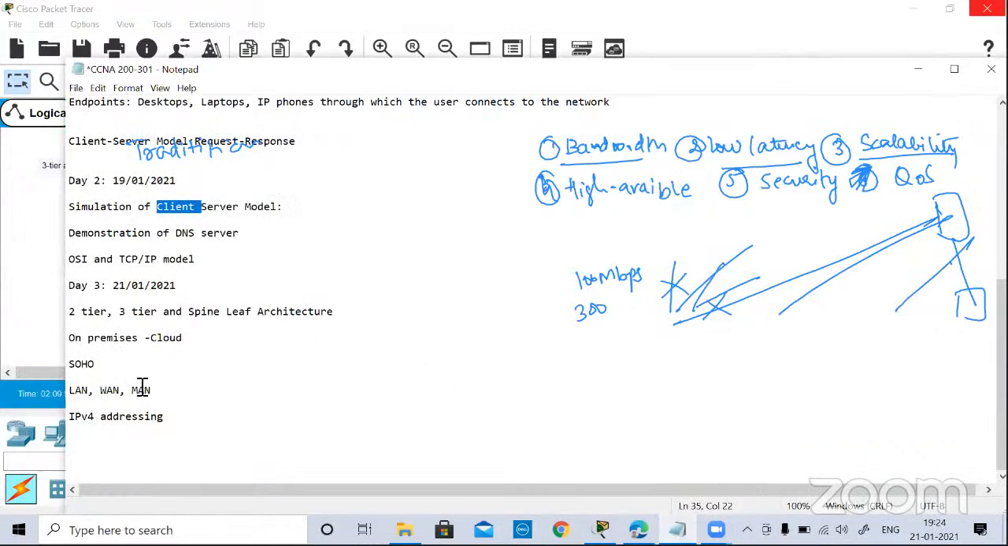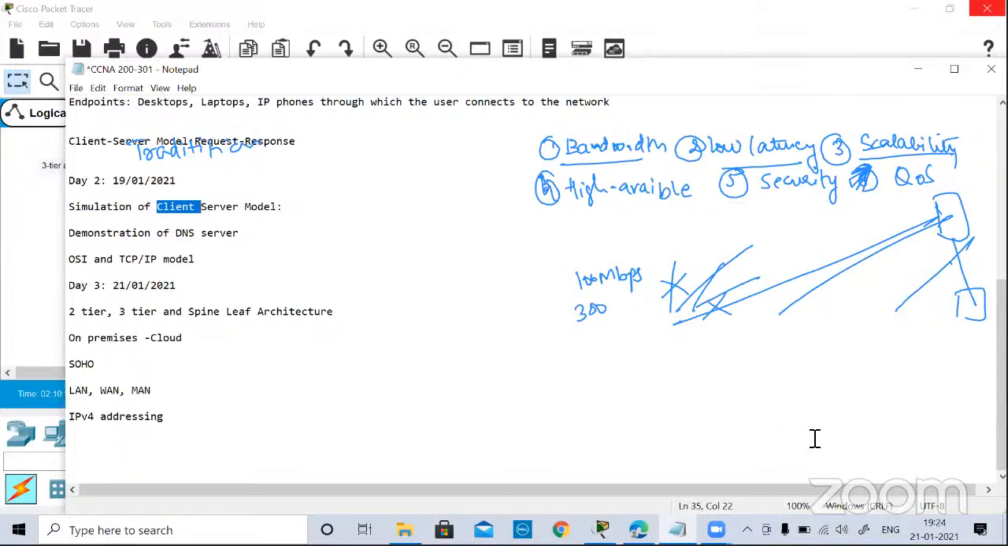Now we completed LAN, WAN, MAN, and we completed 2-tier, 3-tier and spine leaf architecture. Now coming back to the on premises and cloud topology, because we are talking about all topologies, on premises and cloud.